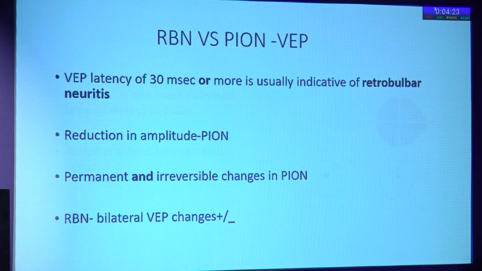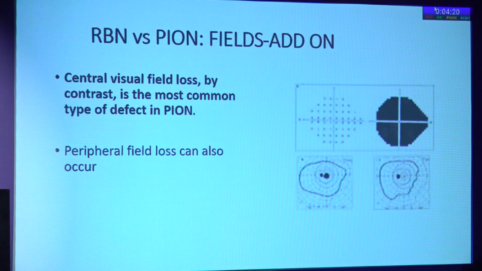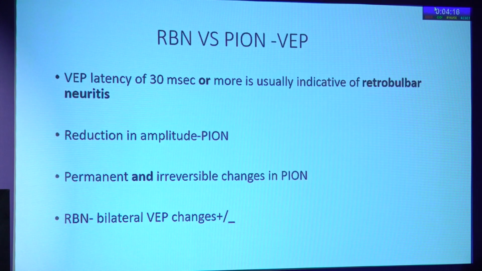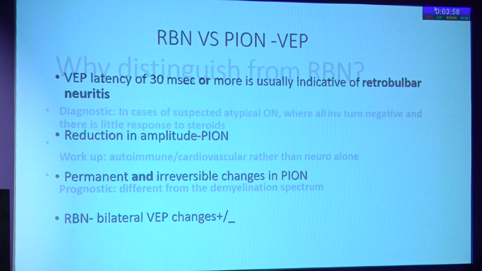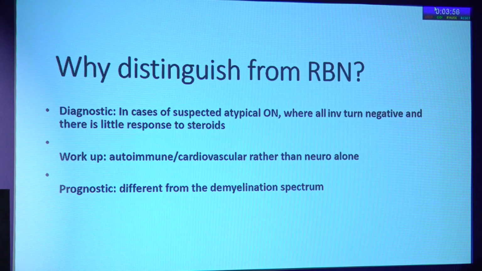Maybe one word more about PION versus RBN. In PION, the visual loss is usually central. Also when you take the VEP, because it's ischemic, it is the amplitude that is down, compared to optic neuritis, where it is the VEP latency that is more affected. Prognosis wise, it is permanent and irreversible in PION. Why should we be aware of this? It's not only for the diagnosis, but the workup and the prognosis is very different.